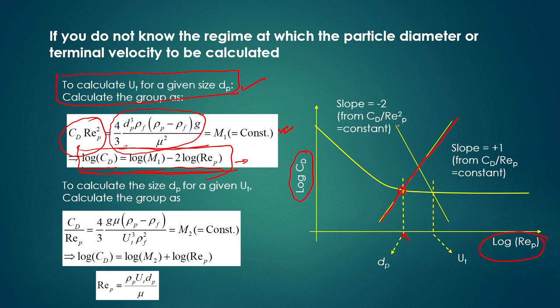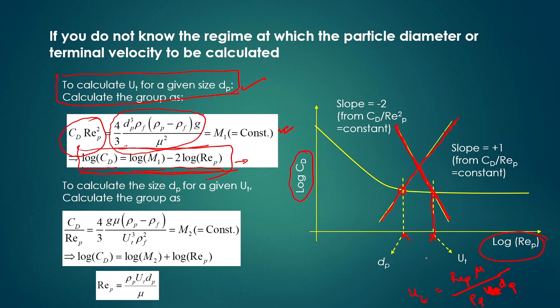So here this graph has a negative slope, not here, this will be here. So here it will be your intersection point and that gives the REP value. Once you know that REP value, UT will be equal to REP mu by rho p dp. In this case dp is known to you, so you have to find the ut value. Here just a correction: this is the equation with a negative slope of minus 2.